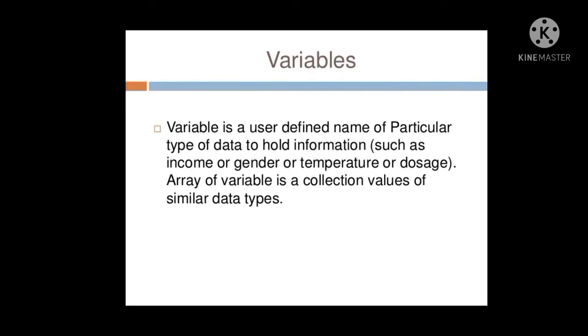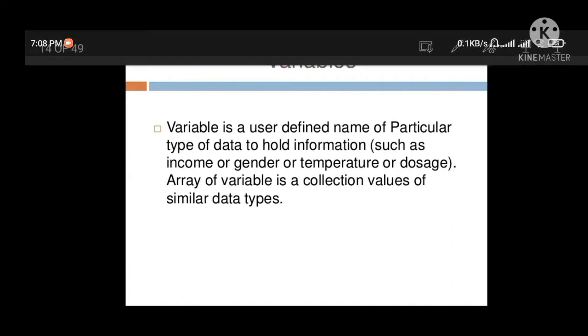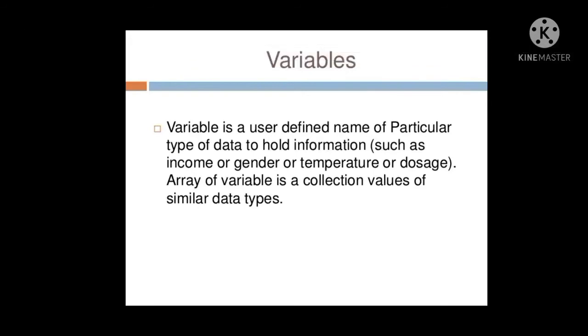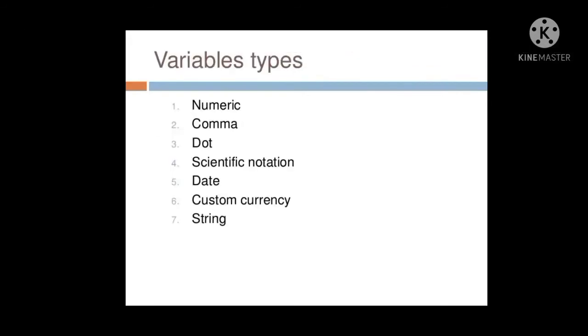What are variables? A variable is a user-defined name of a particular type of data to hold information such as income, gender, temperature, or dosage. An array of variables is a collection of values of similar data types. Variable types: numeric, comma, dot, scientific notation, date, custom currency, and string.